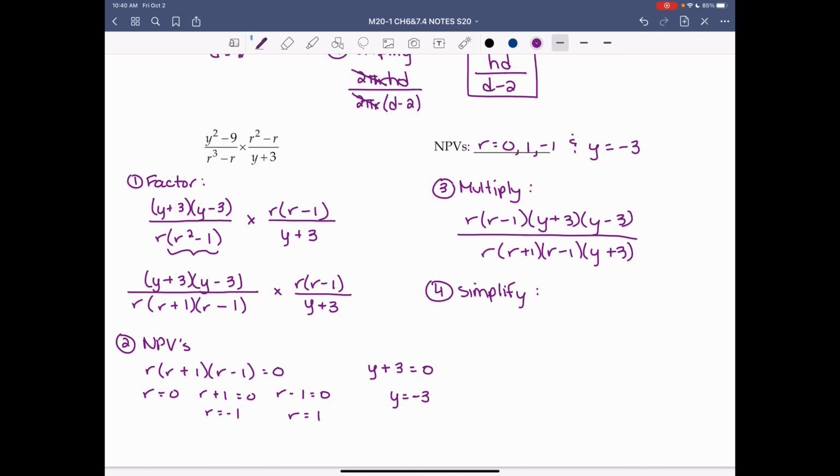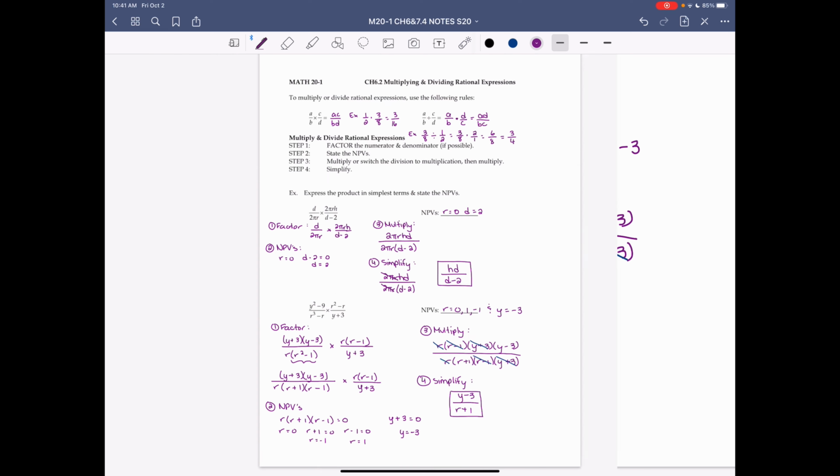Step 4, simplify. We can divide out the r's that are on top and bottom. We can divide out the r minus 1 on top and bottom. We can divide out the y plus 3 on top and bottom. So what are we left with? We have y minus 3 on the top and r plus 1 on the bottom. That's our simplified rational expression.